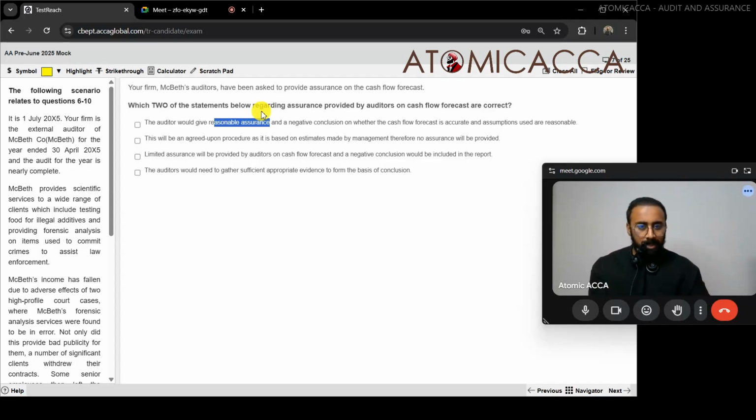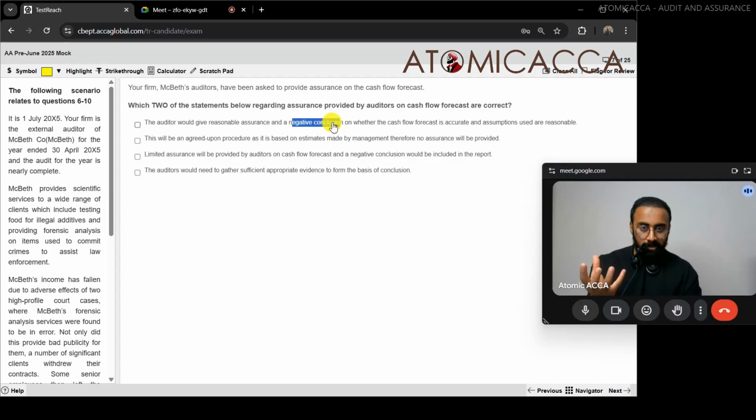So that is one thing. Second thing about this negative conclusion: the word negative does not indicate here that the cash flow forecast is wrong or bad. That does not mean negative conclusion. There are two things: positive conclusion and negative conclusion.